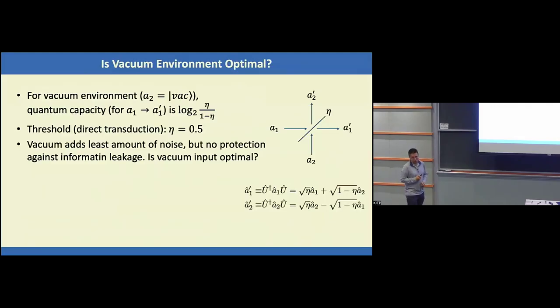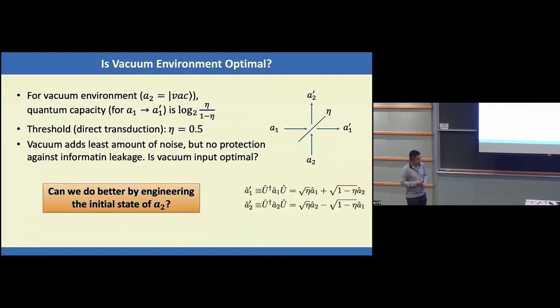Now, one question is: is a vacuum environment the optimum? Is it always good to just put in the vacuum, or should we put in something else? And one story we learned from gravitational wave detection is that vacuum might not be optimum. We can put squeezed vacuum in here, and for LIGO, it can boost the performance. And here, we also tried the squeezed vacuum. It doesn't help. But we also have other resources, like non-Gaussian states, that could improve the performance. So now, can we do something better by engineering the initial input state of A2? This is a setting which is different from just a pure bosonic loss channel.